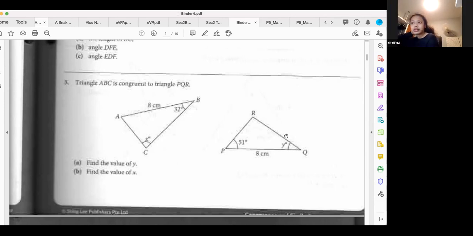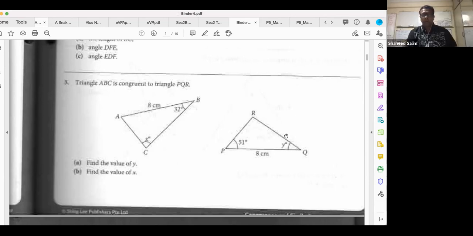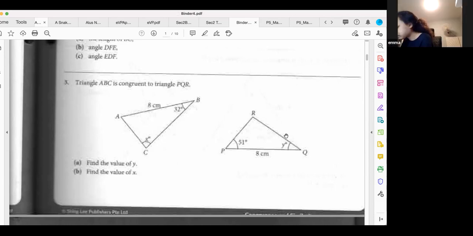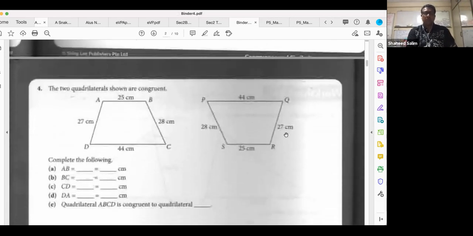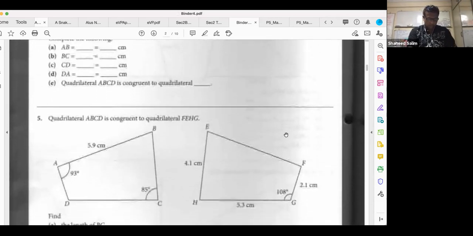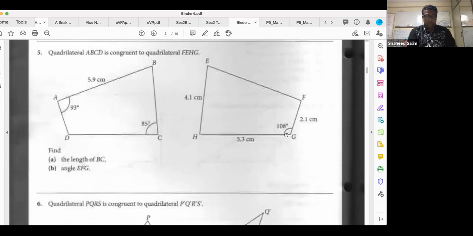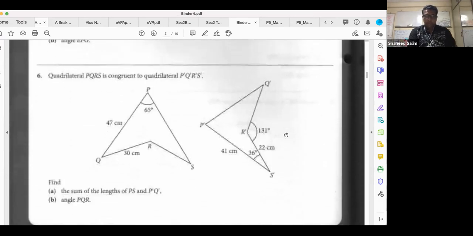Y equals 97 degrees. Okay, you mean x equals 97, y equals 32. Okay, so it's easy. So we jump question. Let us do question number 6 down here.